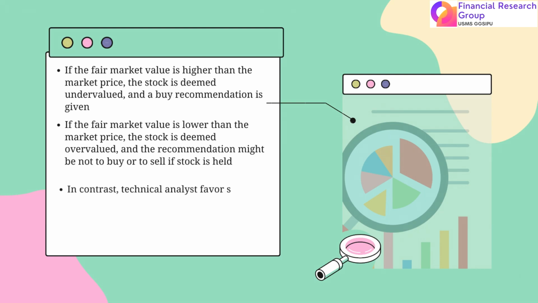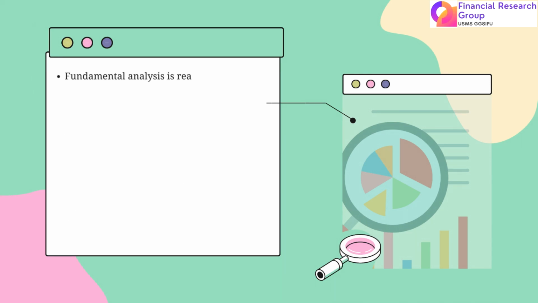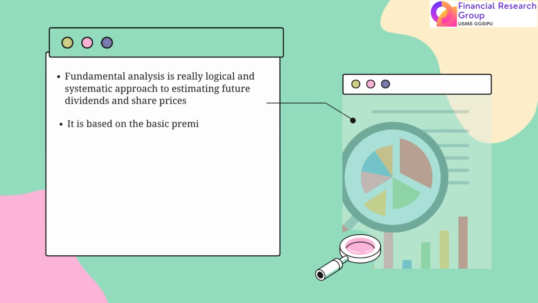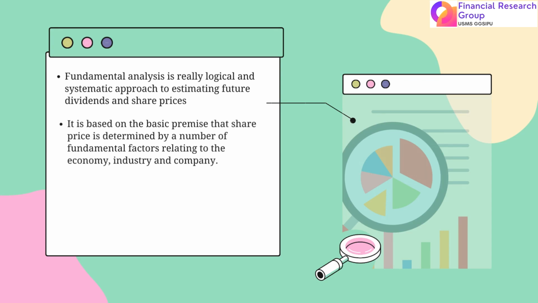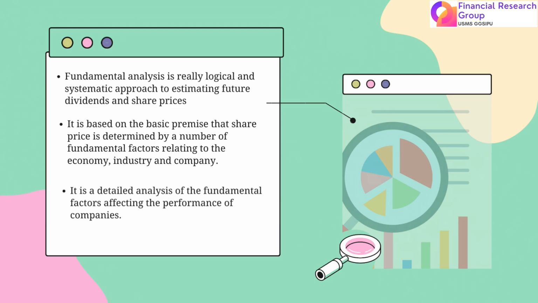In contrast, technical analysts favor studying the historical price trends of the stock to predict the short-term future trends. Fundamental analysis is a really logical and systematic approach to estimating future dividends and share prices. It is based on the basic premise that share price is determined by a number of fundamental factors relating to the economy, industry and company. It is a detailed analysis of the fundamental factors affecting the performance of companies.